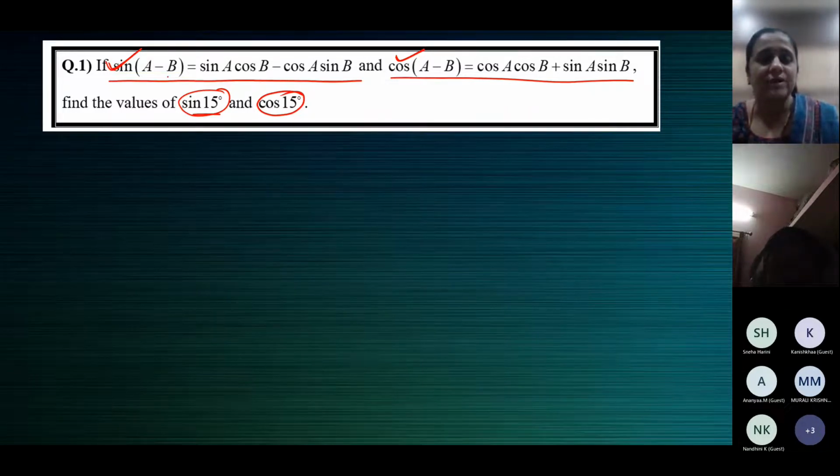So we have sine A minus B. We said let A be equal to 45 degrees and B be 30 degrees. So 45 minus 30 is 15 degrees. Like that, we found the value of sine 15 degrees and similarly cos 15 degrees.